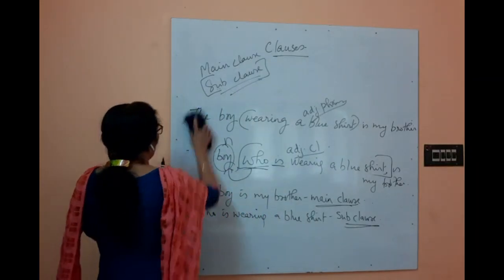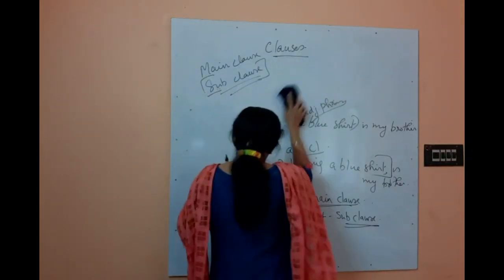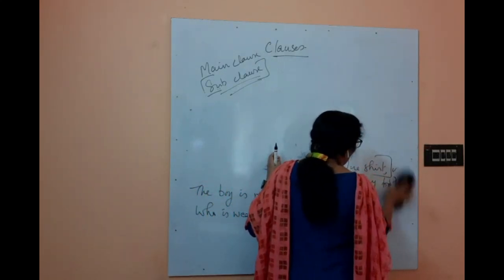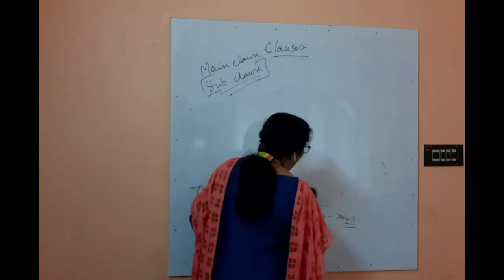Understood? Okay, now next example. You can see that the adjective clause will always be placed next to the noun, which will make it easy for you to pick it out.